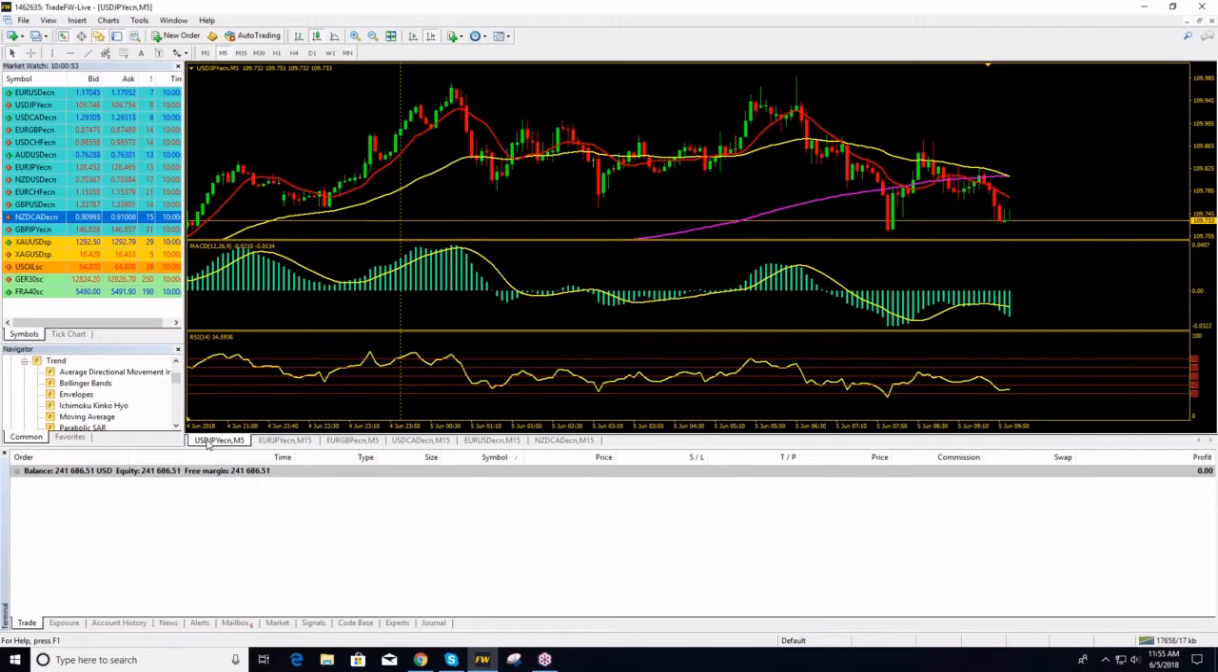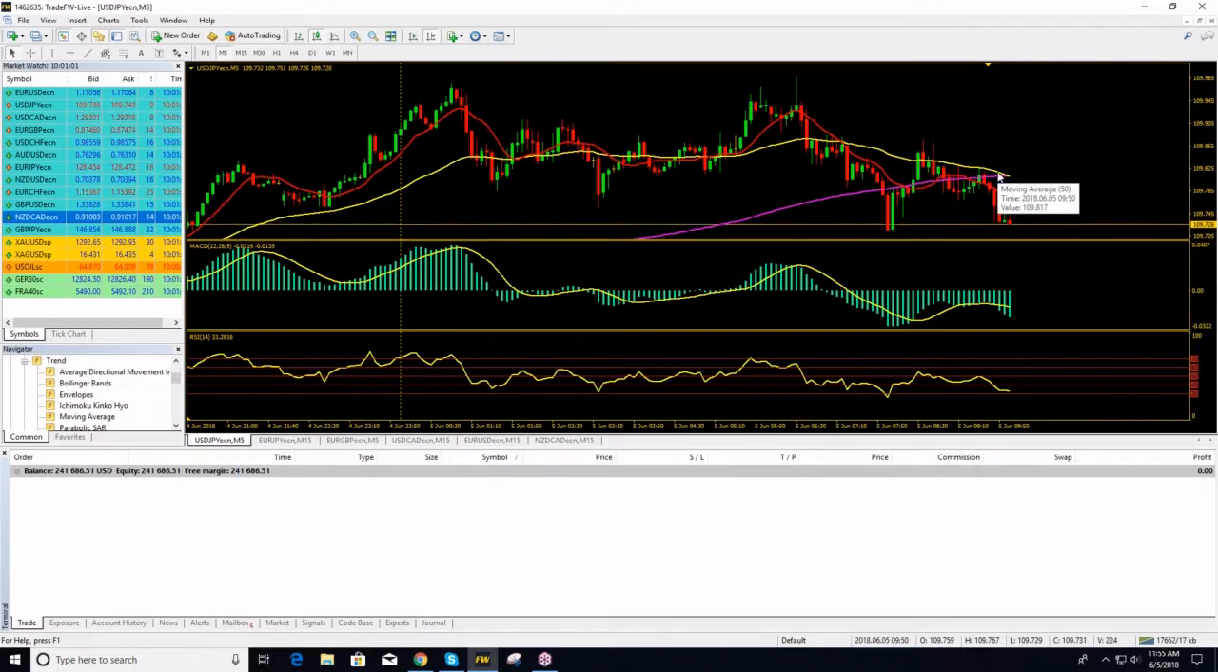So going back to the other pairs, we are still waiting for dollar yen for this red line to cross above the yellow and the SMA 50 and the SMA 200. This is SMA 10. For the moment, it doesn't seem to be the case. We need to examine it in a while.